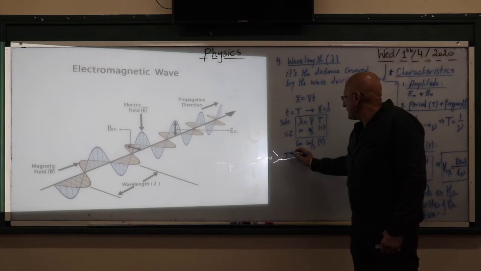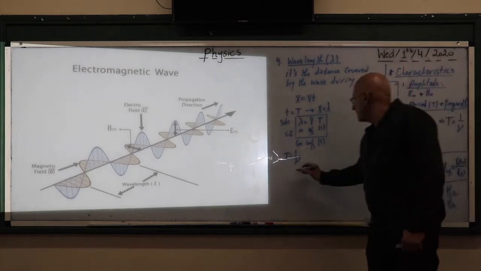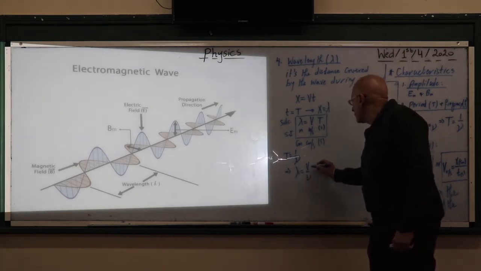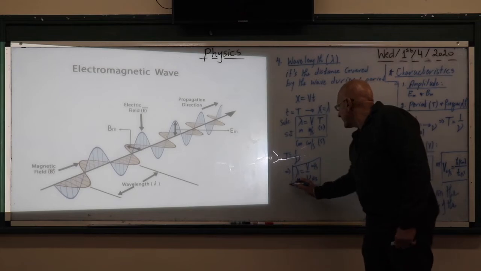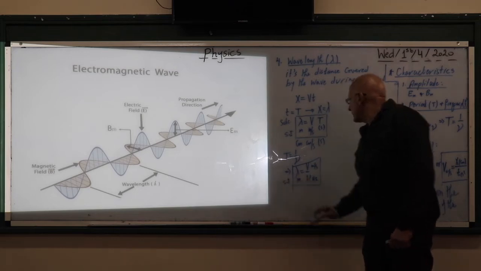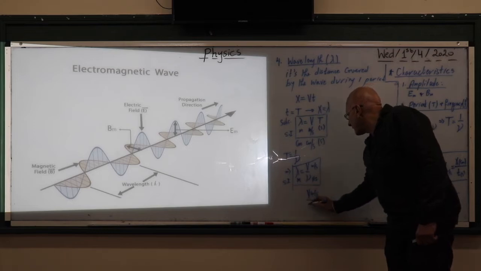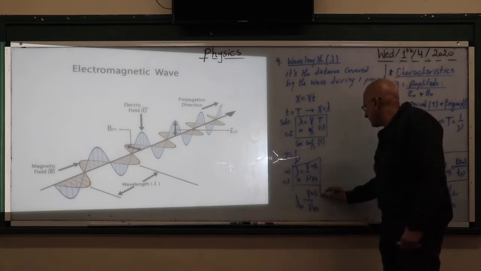Now, replace t by 1 over the frequency nu here. You get lambda equals V over nu. Also, V is in meters per second, nu is in hertz, and lambda is in meters in the SI system. Sometimes we use centimeters per second and hertz, and you get lambda in centimeters, okay?